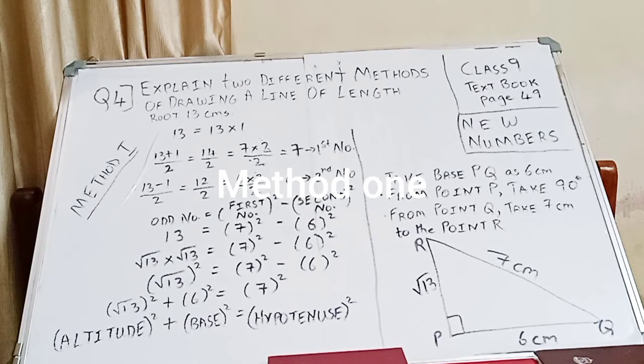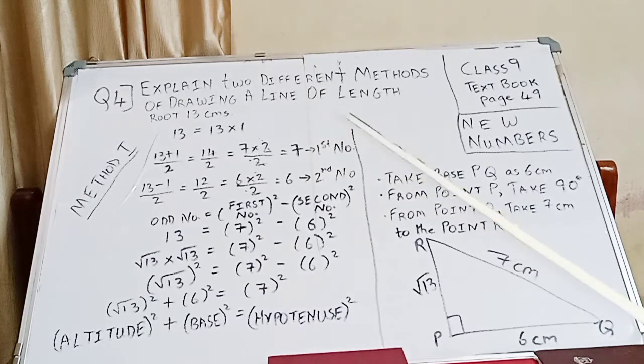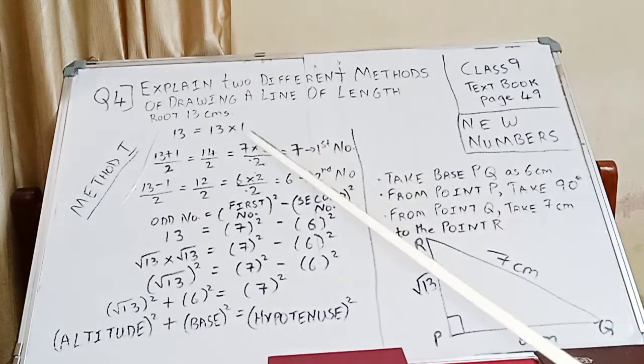Hello students, today we will be discussing textbook page number 49. The fourth question explains there are two different methods of drawing a line of length root 13 centimeter. So 13 can be written, we had seen previously.